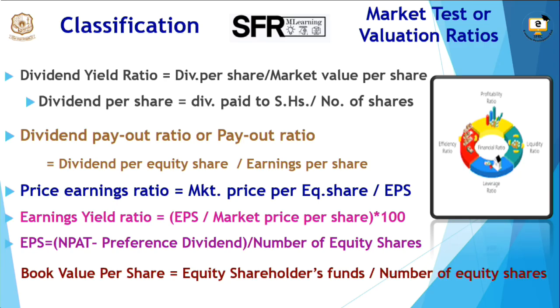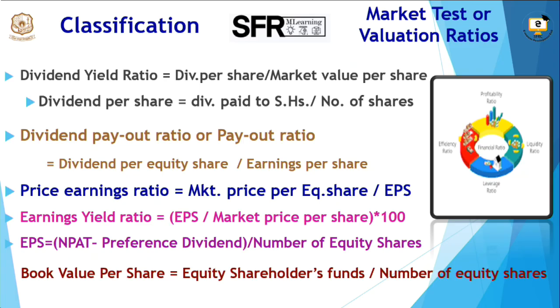It is calculated to find the extent to which earnings per share have been retained in the business. It is an important ratio because ploughing back of profits enables a company to grow and pay more dividend in future. How would you calculate dividend payout ratio? As usual, dividend per equity share divided by earnings per share.